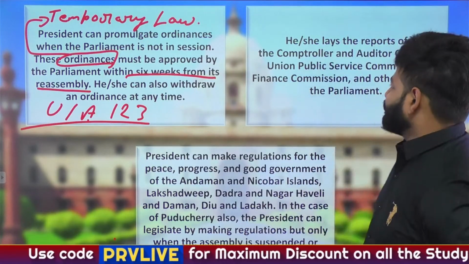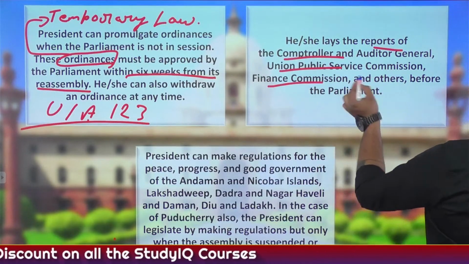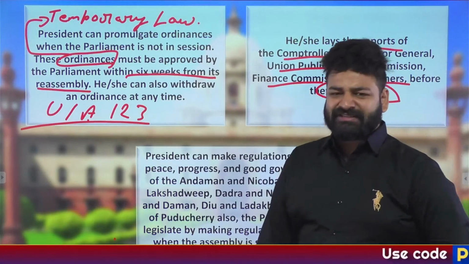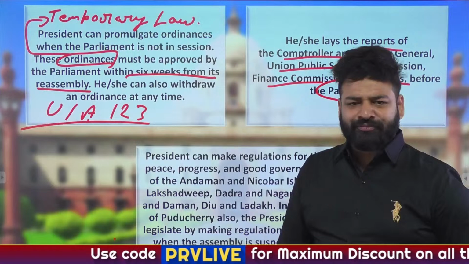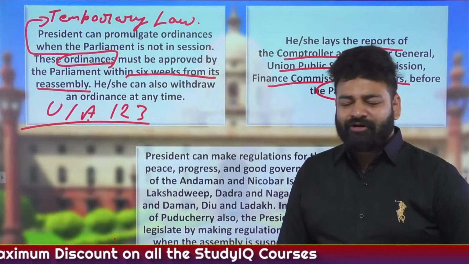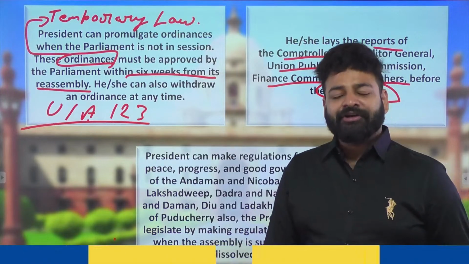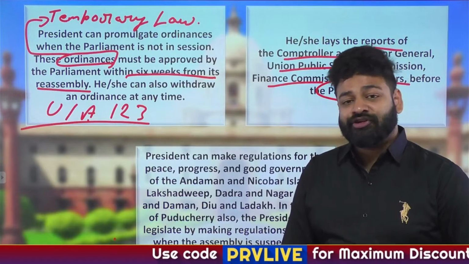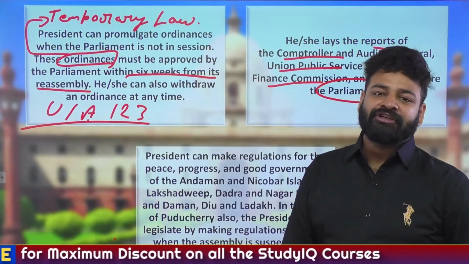Next, the President lays the reports of the CAG, the UPSC, Finance Commission, and all others before the Parliament. When it comes to the reports of UPSC, CAG, the Finance Commission, or any reports by the National Commission for Scheduled Castes, Scheduled Tribes, Backward Classes, Women, or any particular commission, the reports of that commission are submitted to the President of India only. And it is the duty of the President to lay that report on the table of the Parliament.